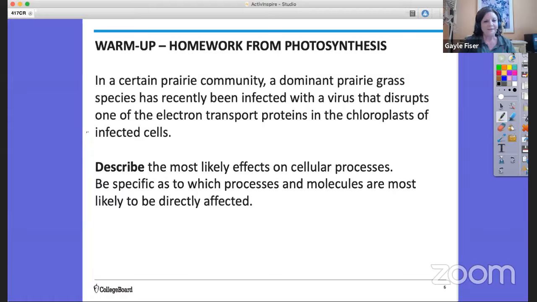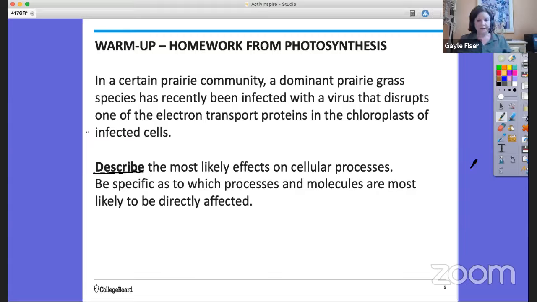All right, in a certain prairie community, a dominant prairie grass species has recently been infected with a virus that disrupts one of the electron transport proteins in the chloroplast of the infected cells. Describe the most likely effects on cellular processes. Be specific as to which processes and molecules are most likely to be directly affected. So we have our first task verb of the day, and we're going to be describing. So I'll give you just a moment. If you're just starting with us, let me get my timer on.